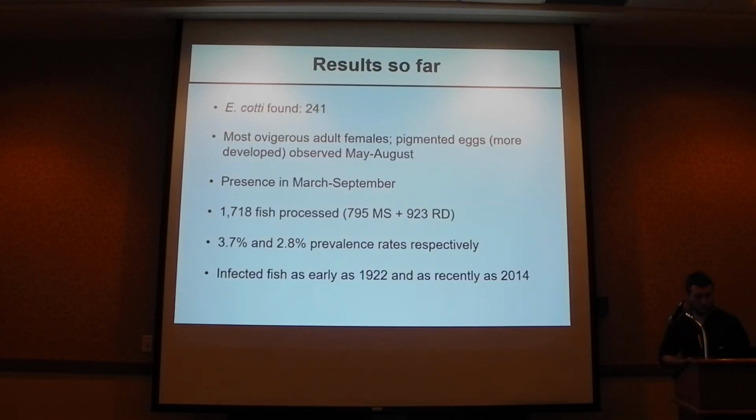So the result so far is just a summary of what I had before. The total number of parasites found, mostly ovigerous adult females, meaning when they have eggs, meaning they're more developed, were observed between May and August, which is pretty common for Ergasilus species. The presence was found between March and September. There's the total prevalence rates.